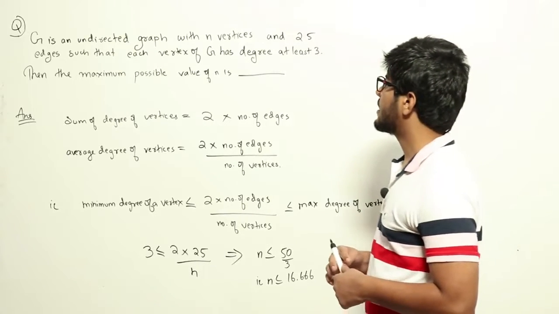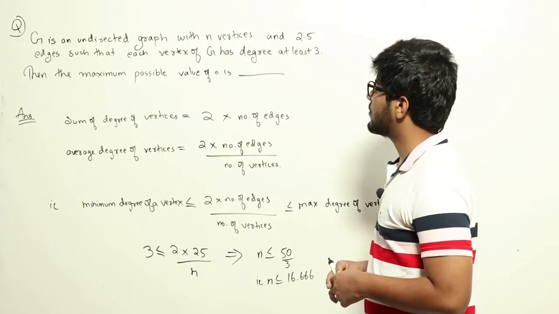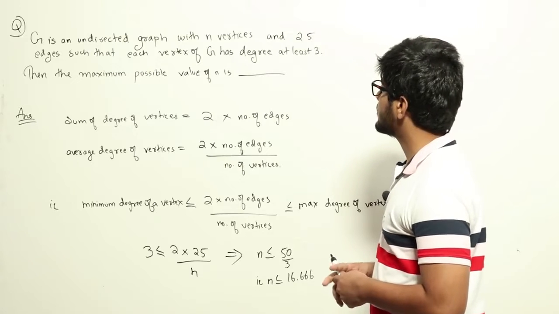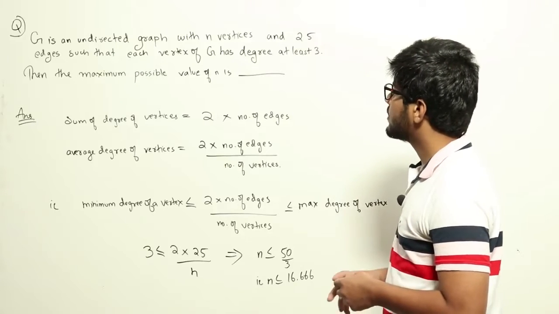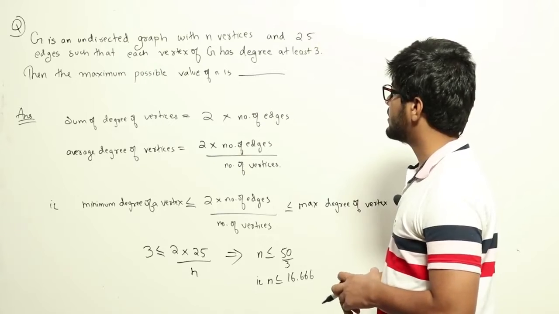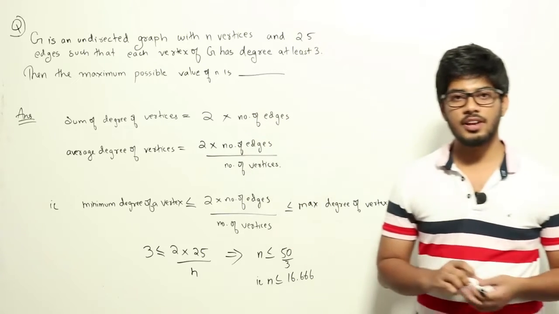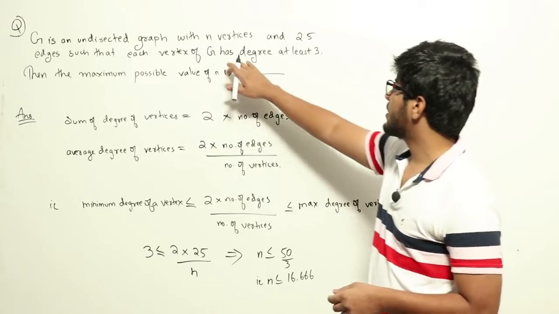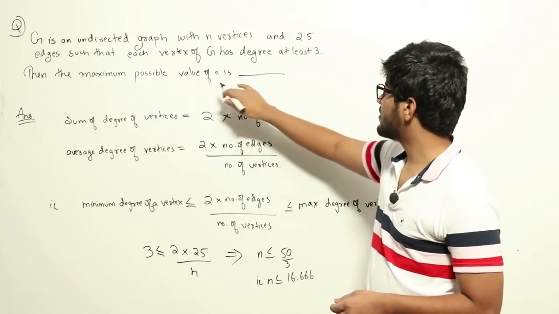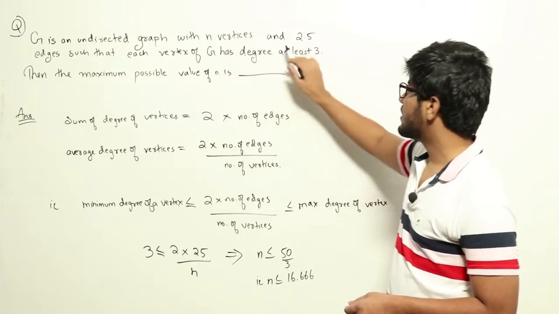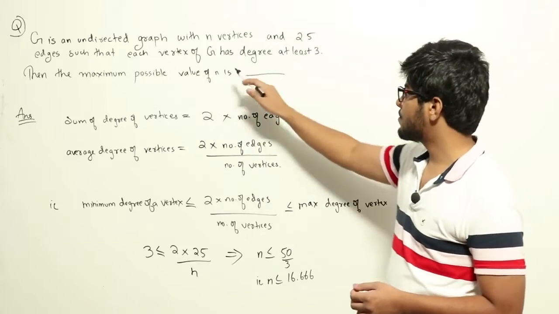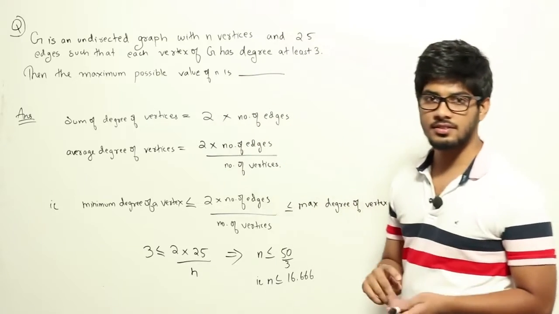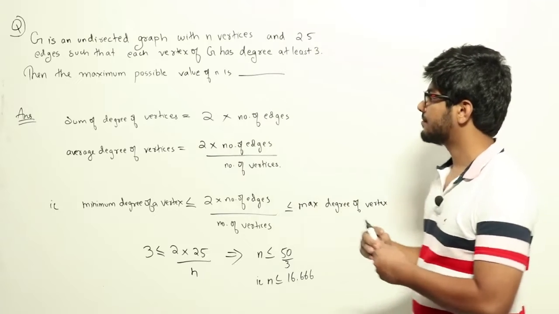G is an undirected graph with n vertices and 25 edges, such that each vertex of G has degree at least 3. The maximum possible value of n is dash. This is a question from graph theory in engineering mathematics. They have given us that G is a graph having 25 edges and that each vertex has a degree of at least 3. Then what is the maximum possible value of the number of vertices in this graph?